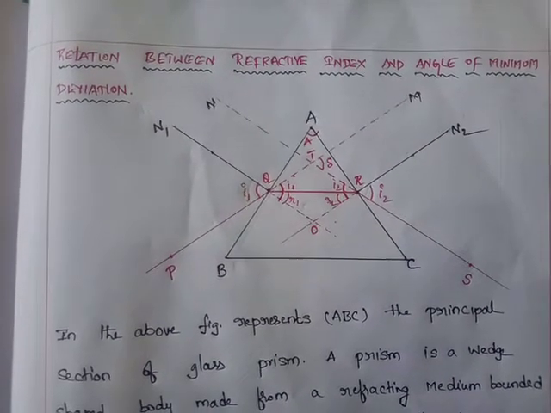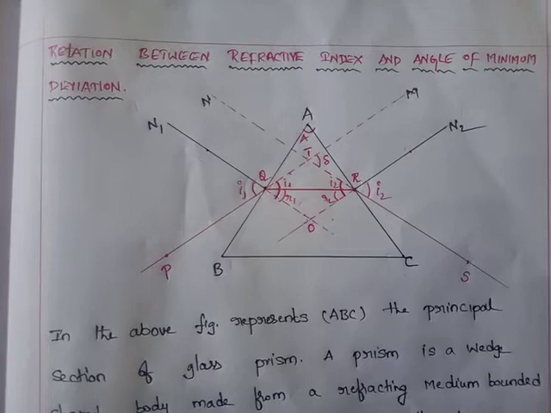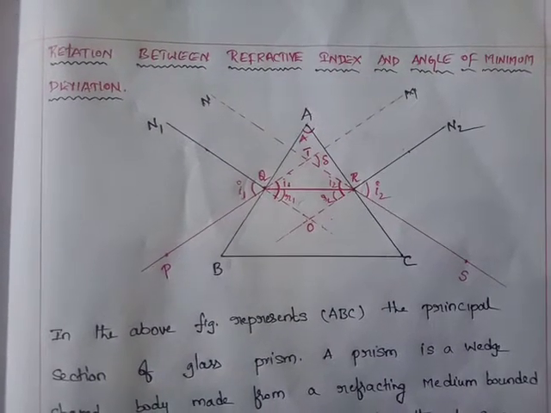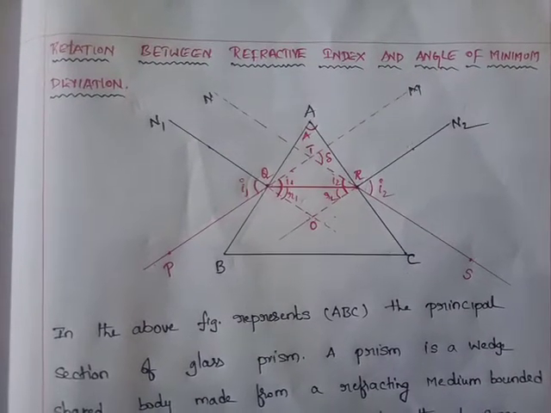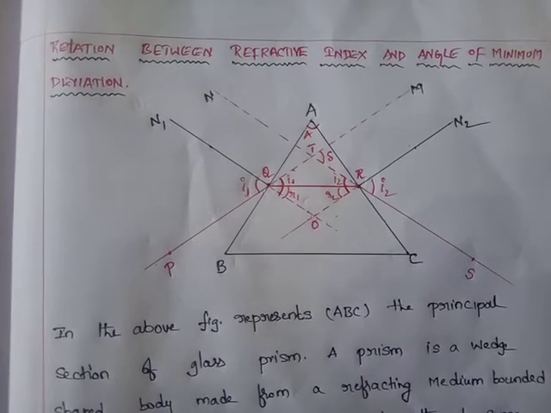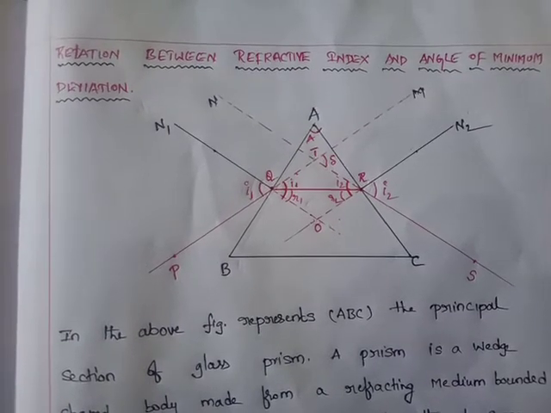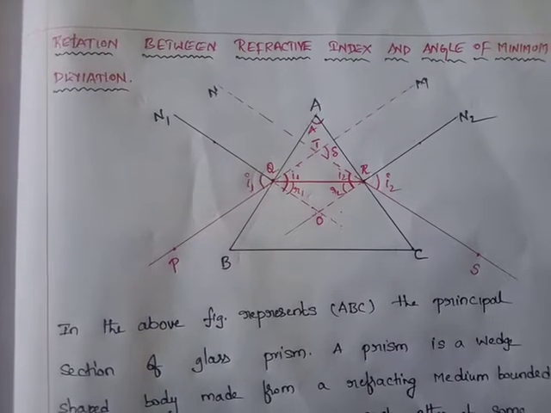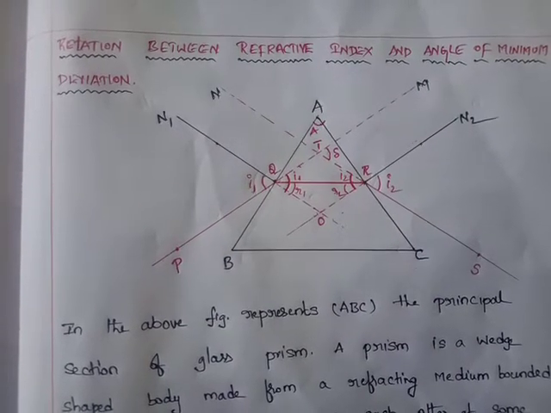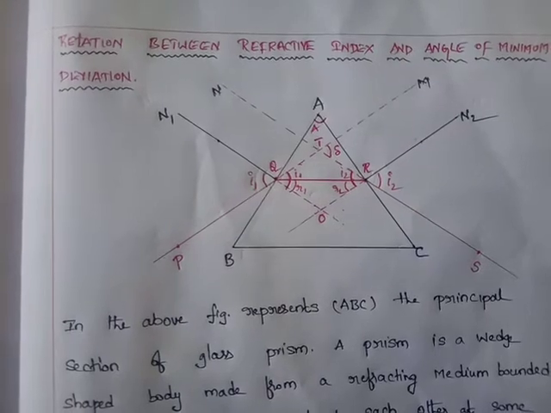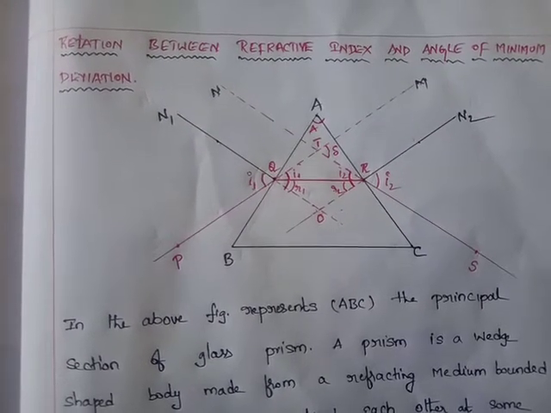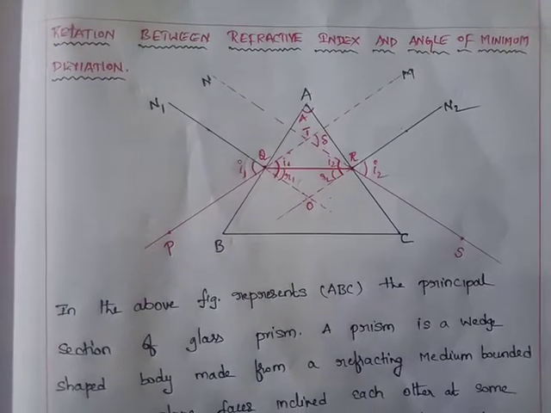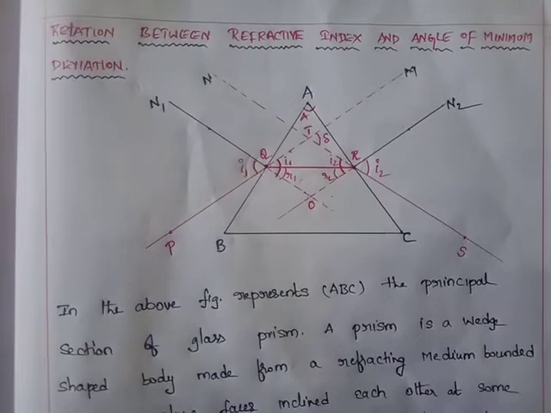Today we are discussing the relation between refractive index and angle of minimum deviation. See, this represents ABC, the borders of the prism. It has two faces, that means the AB face and the AC face, and BC is the base of the prism. These are all things we learned in the previous class. Now, in this class we have to find the angle of minimum deviation.